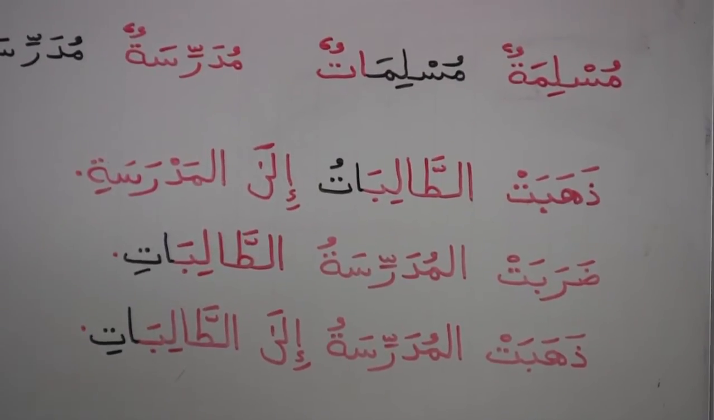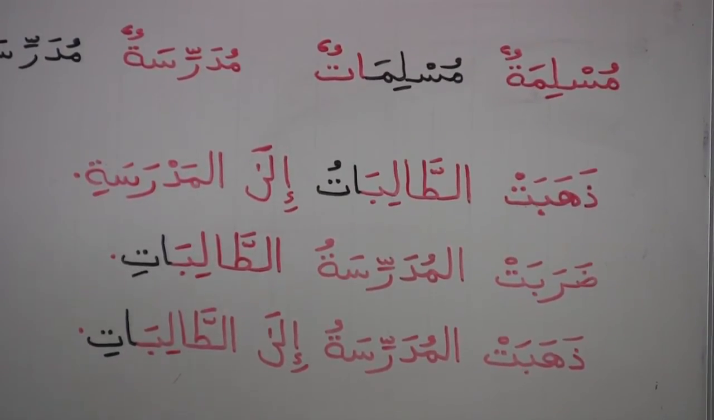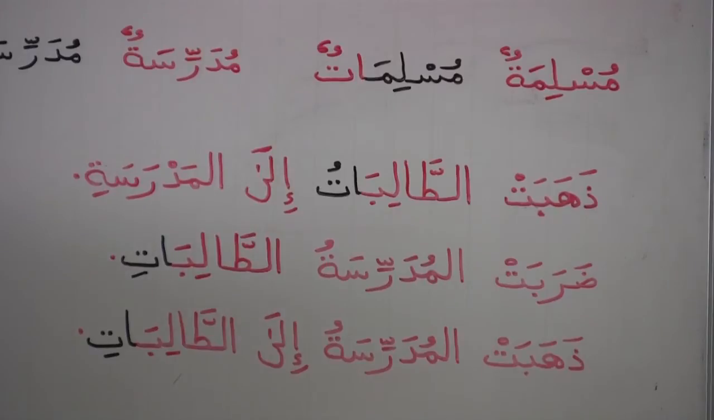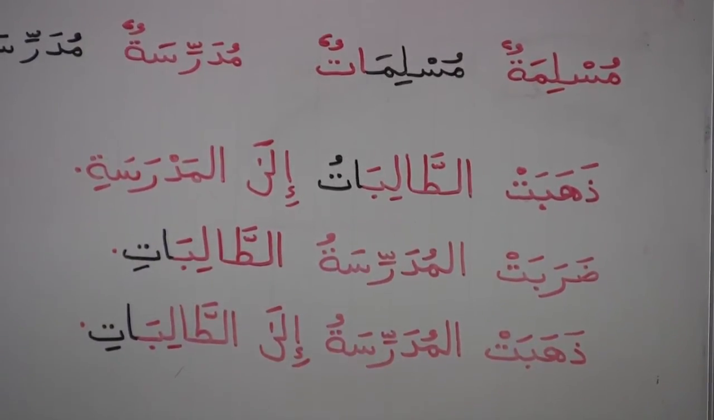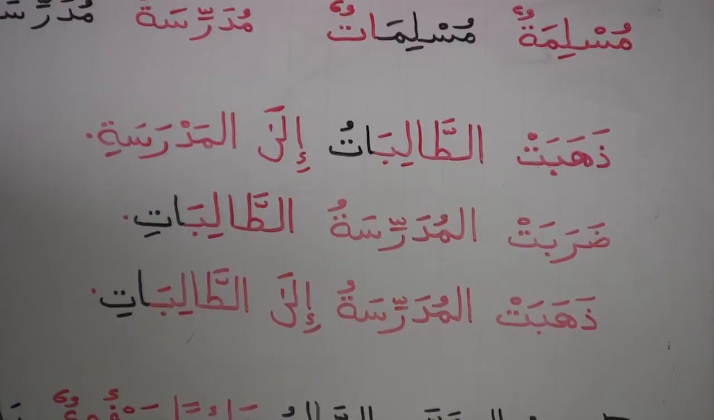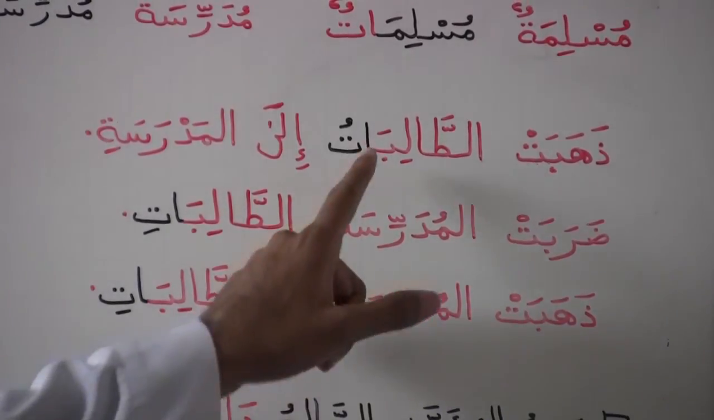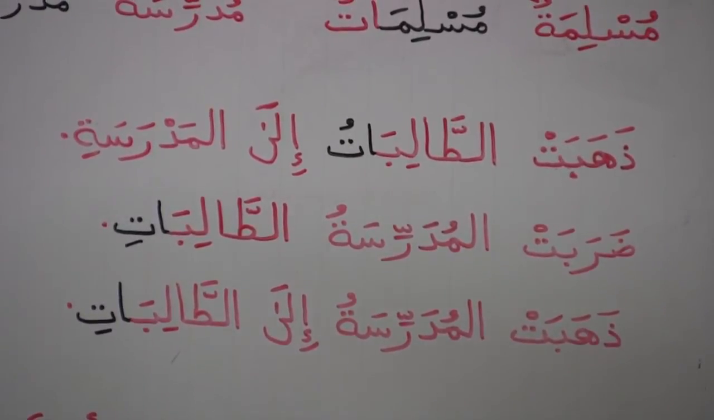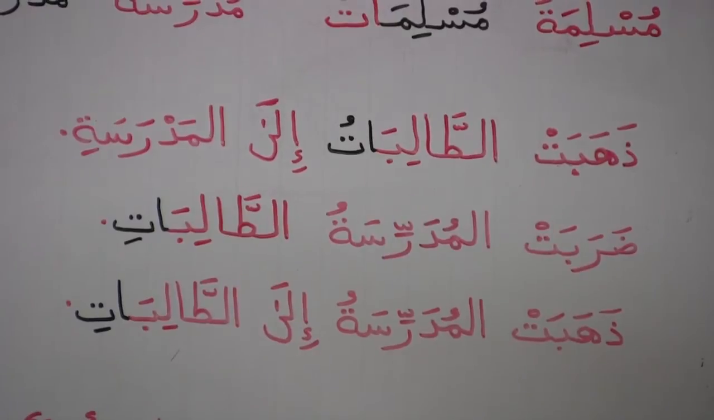Okay. So ذهبت الطالبات إلى المدرسة. The female students went to the school. الطالبات is the fa'il, and the fa'il is always marfu. And here we see that Jam'u Mu'annath al-Salim is marfu with a dhamma.